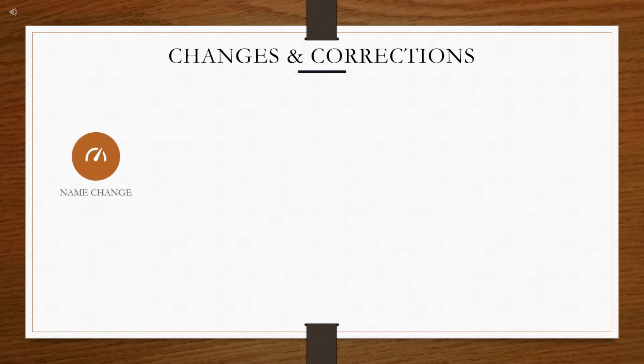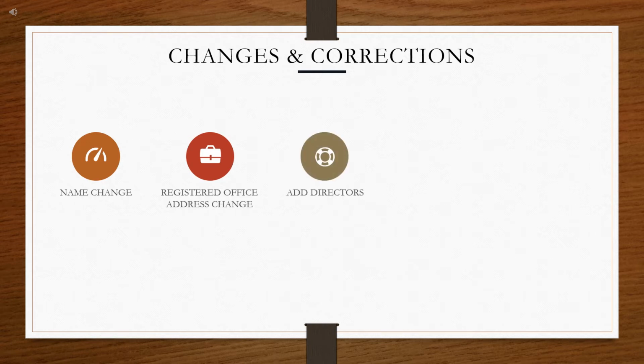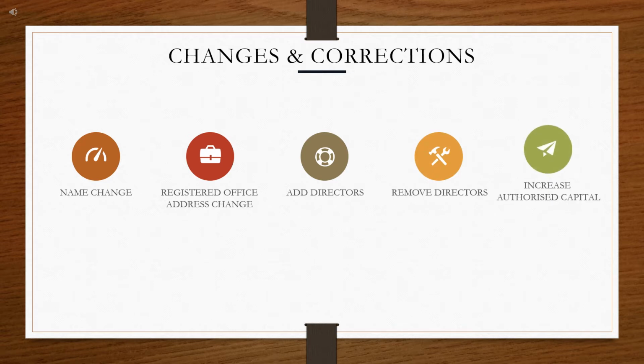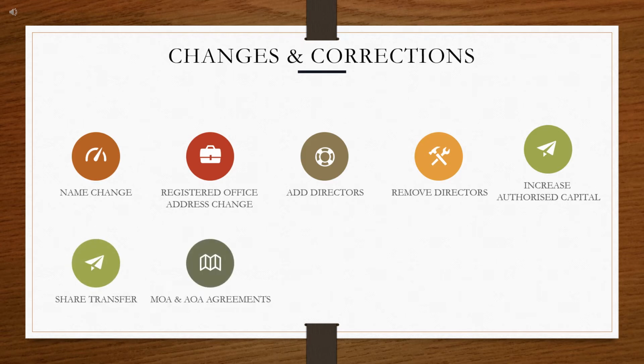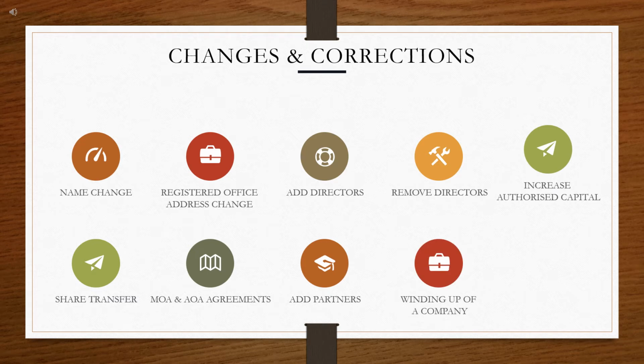1. Company name change. 2. Registered office address change. 3. Add directors. 4. Remove directors. 5. Increase authorized capital. 6. Share transfer. 7. MOA and AOA agreements. 8. Add partners. 9. Winding up of a company. 10. Winding up of an LLP.